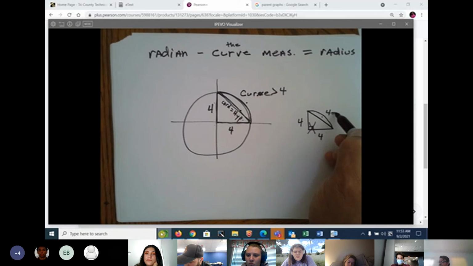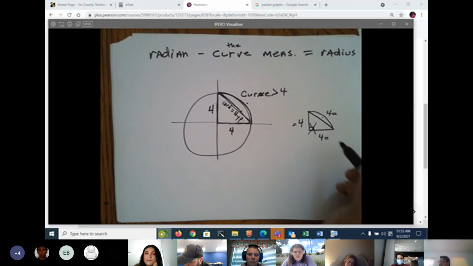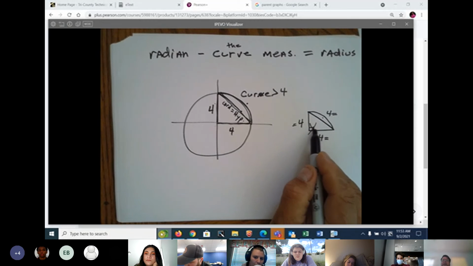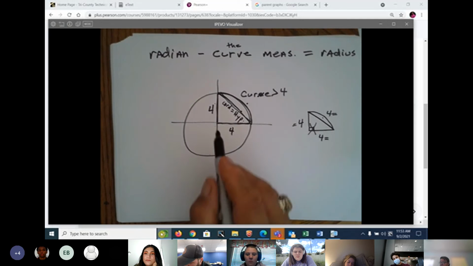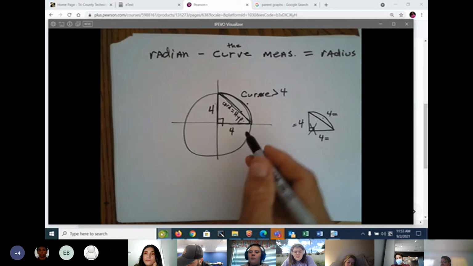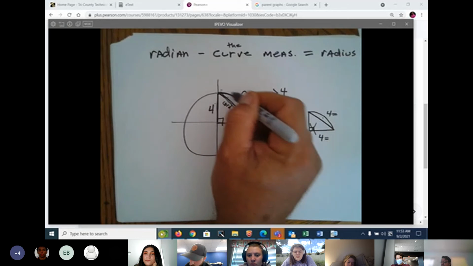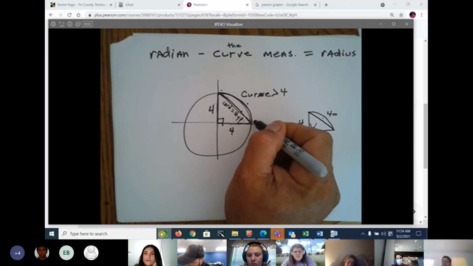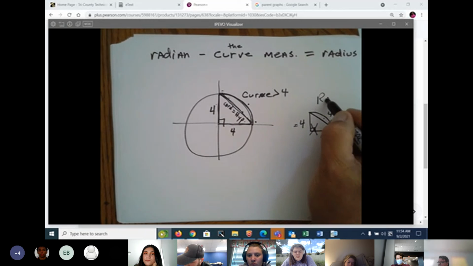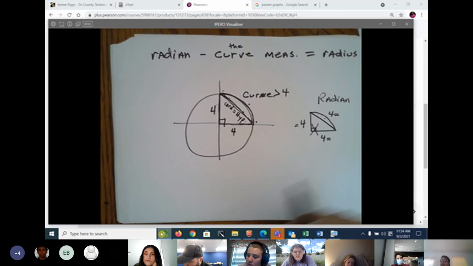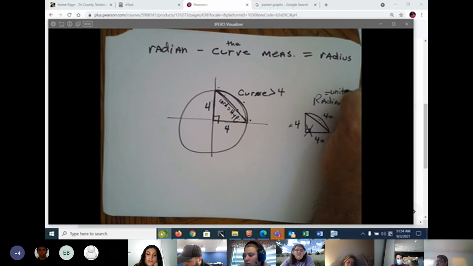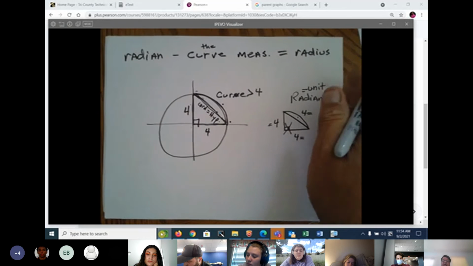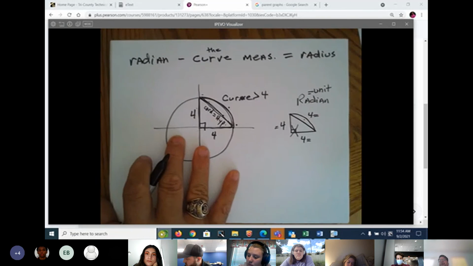If this is equal to 4, this is equal to this is equal to this, this cannot be 90 degrees. Everybody with me? Because if it was 90 degrees, this would be the longest side, therefore this would not equal 4. So this is a radian. It is a unit, basically. I would say a unit of measurement, but it's actually a unit of revolution measurement.